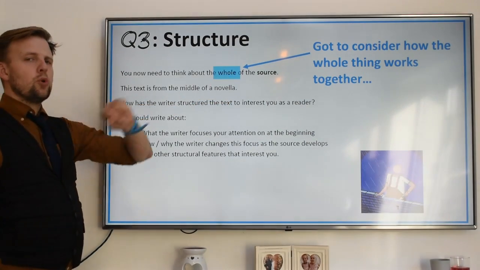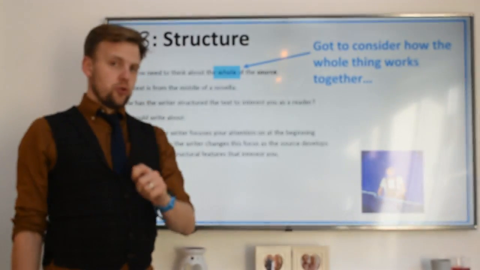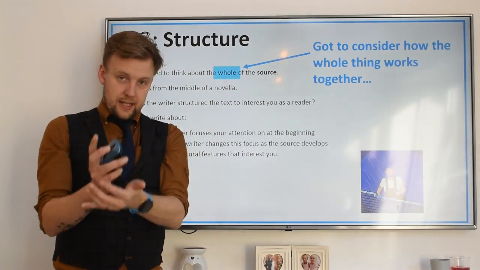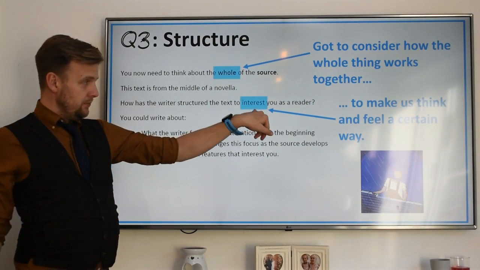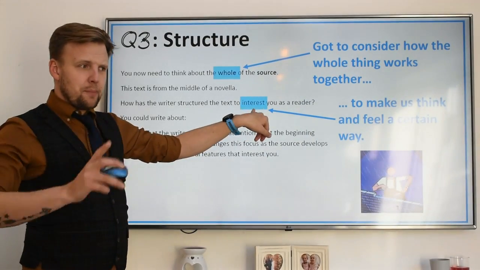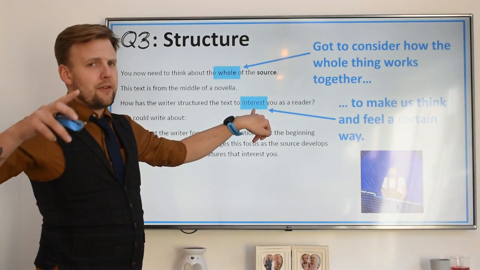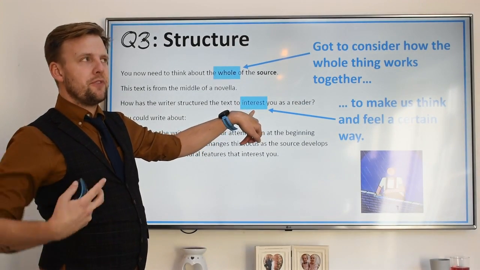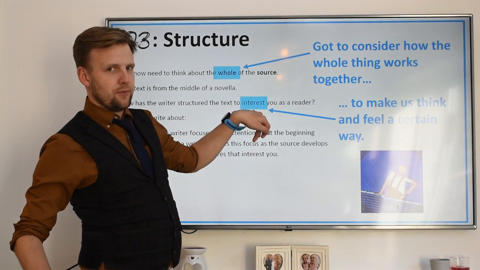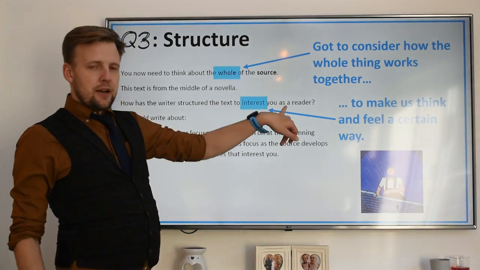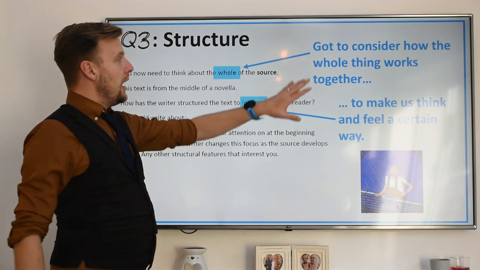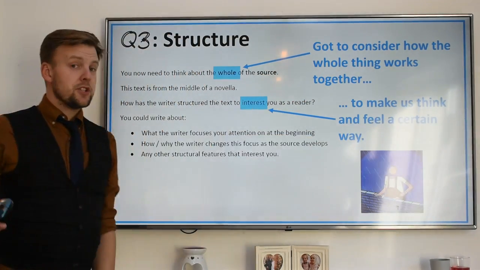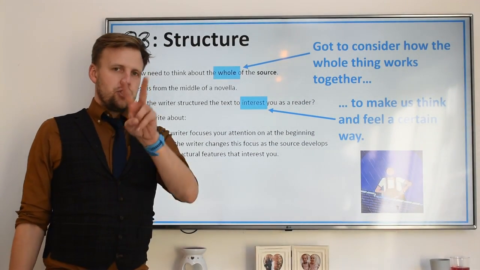First of all, it talks about referring to the whole source. So essentially, we need to talk about how the whole thing, the whole text works together to interest us. Now, if you think about your favourite book, your favourite film, you are interested in it because it makes you feel something. You feel something for the characters, you feel something for what's going on, okay? So therefore, this question is essentially saying, how does the whole text work together to make us think or feel a certain way, okay? 2 steps.